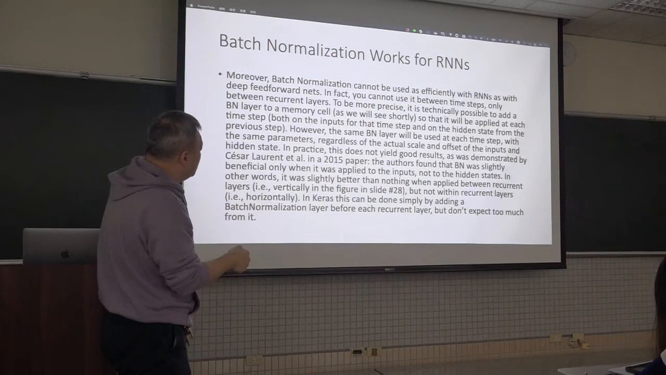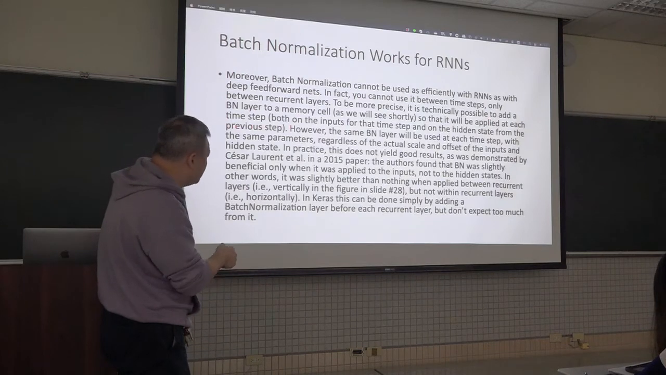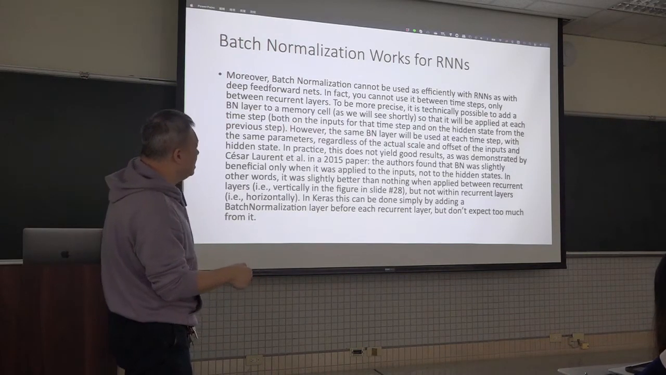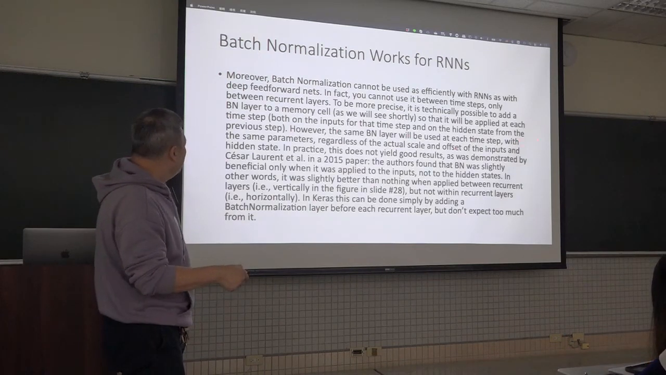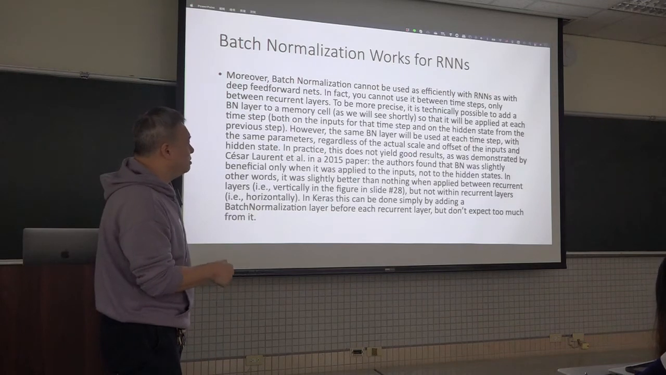To be more precise, it is technically possible to add a BN layer to a memory cell, so that it will be applied at each time step. However, the same BN layer will be used at each time step with the same parameters, regardless of the actual scale and offset of the input and the hidden state. In practice, this does not yield good results.